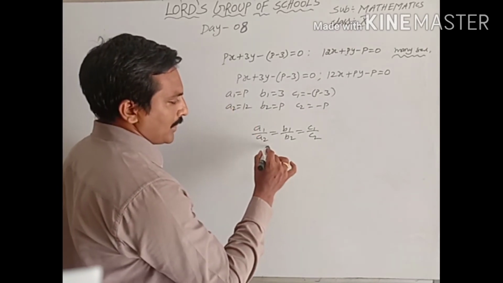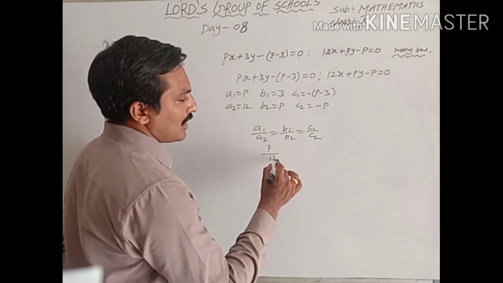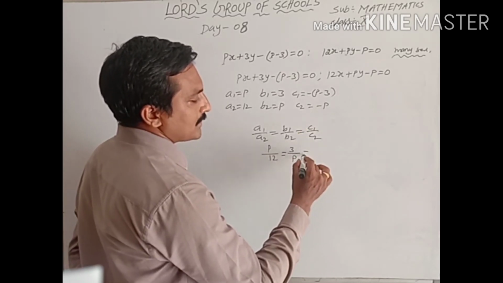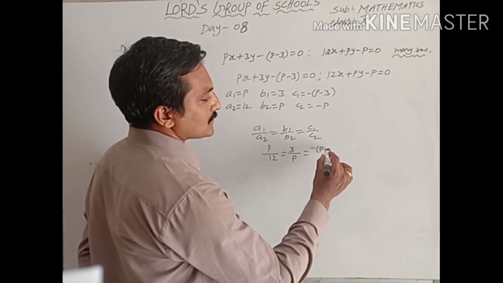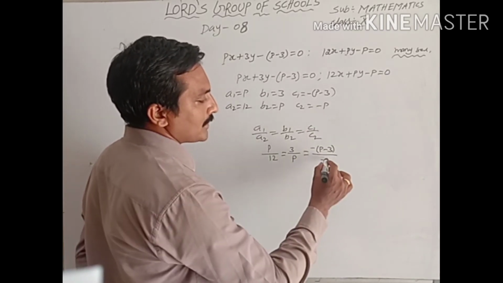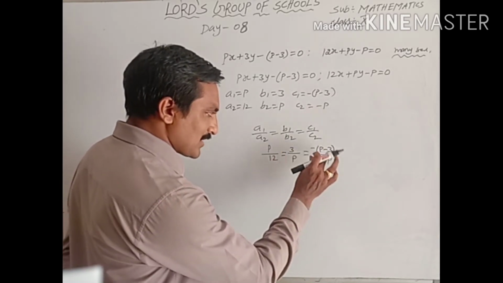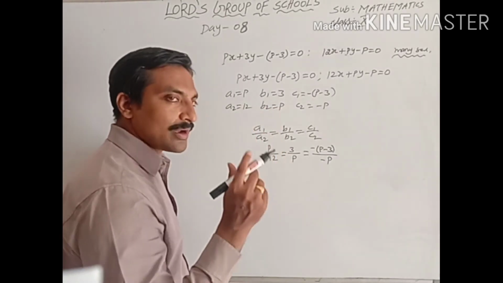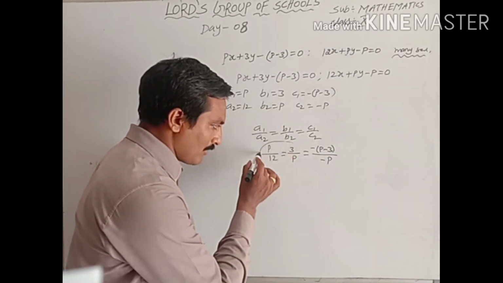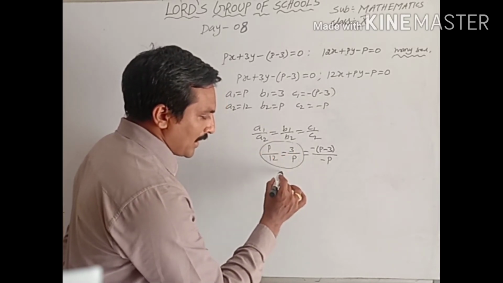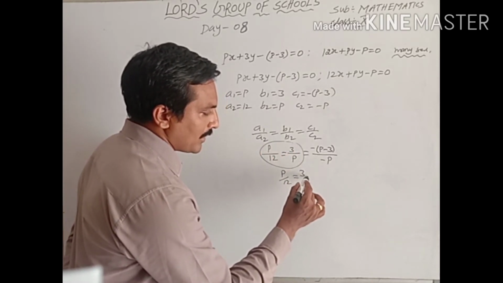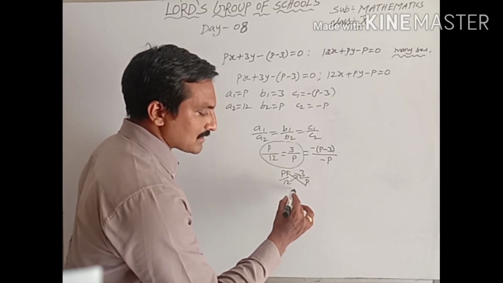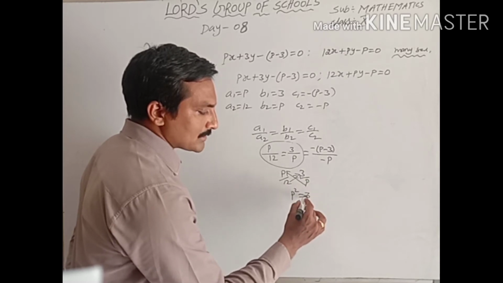Now a1 is p, a2 is 12, b1 is 3, b2 is p, equal to minus of (p minus 3) by c2, minus p. In every ratio consisting of p, all the ratios are equal here. You take any two ratios, since you need the p value. The easy process: I will take these two. p by 12 is equal to 3 by p. Now transfer: p into p is p square, 12 into 3 is 36.